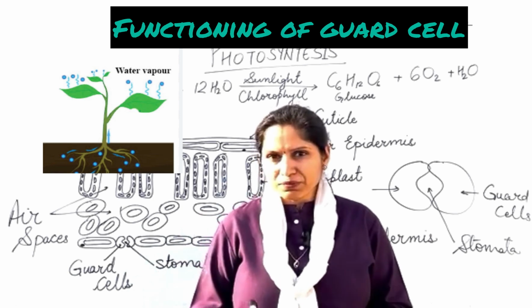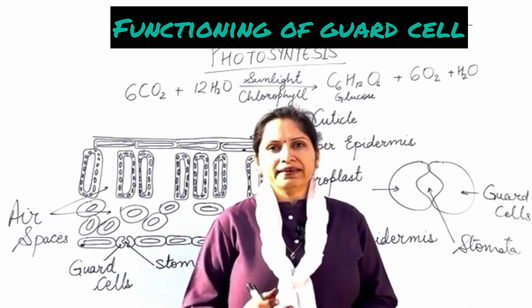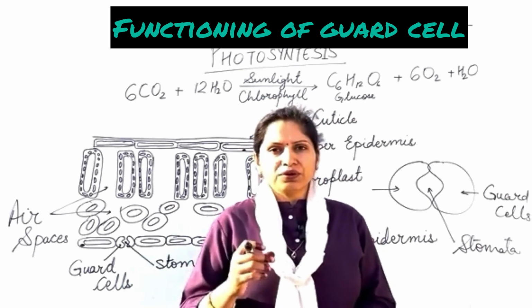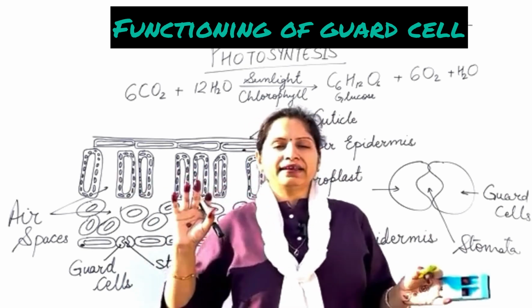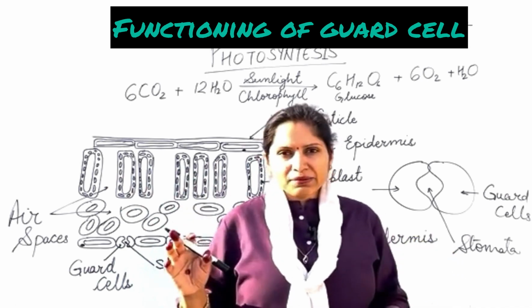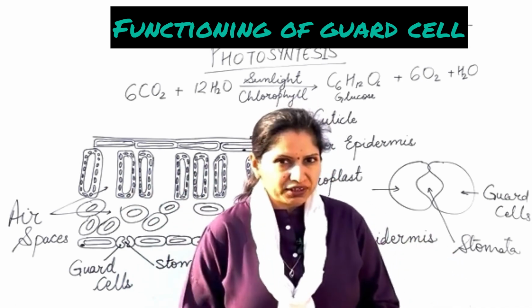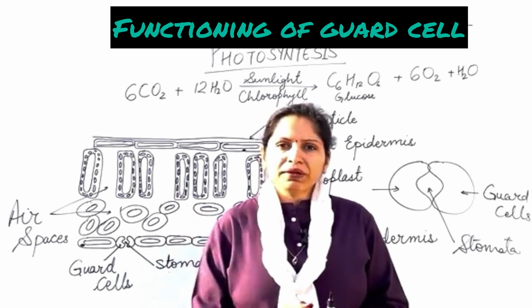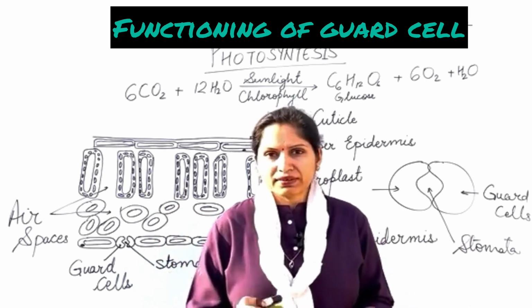Some plants like desert plants, they don't even open their stomata during the daytime. Even for the process of photosynthesis, they are going to take up all the carbon dioxide at the night time only. And at the night time only, they are going to open the stomata. Because if during the daytime they open the stomata, because of a lot of heat in the deserts, a lot of water will be evaporated out. So they can't manage with that.